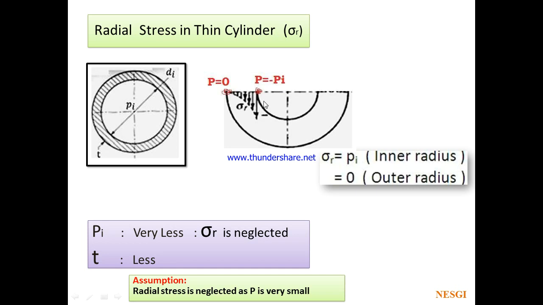The minus sign indicates that pressure acts in this direction towards this surface, and the resistance created by radial stress acts in the opposite direction. So that's why you can say radial stress is minus. As Pi is very small, sigma R is neglected in the case of thin cylinders. So in thin cylinders we are not going to consider the radial stress, as P is very small.